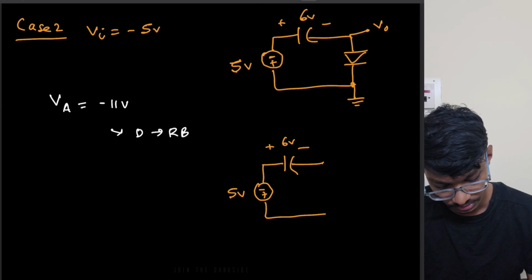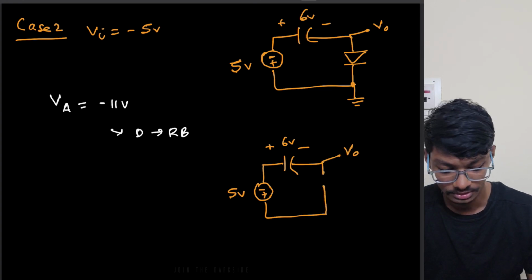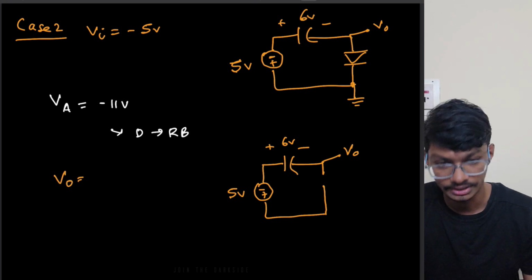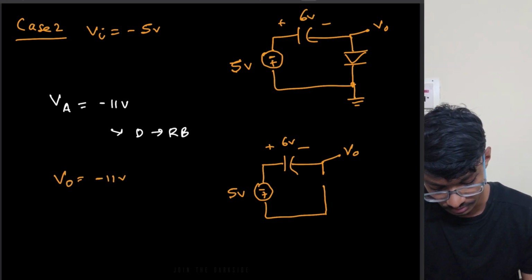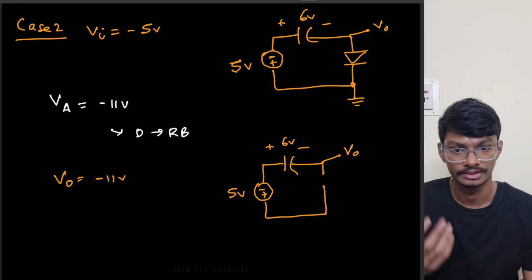Five volts, and this is open circuit, and we're measuring the voltage from here, right? So what is the VO this time? VO is basically that anode voltage, which is basically minus 11 volts. So VO in case 2 is minus 11 volts.